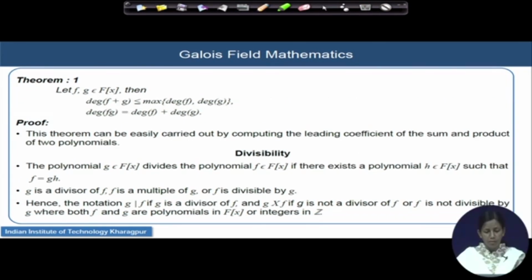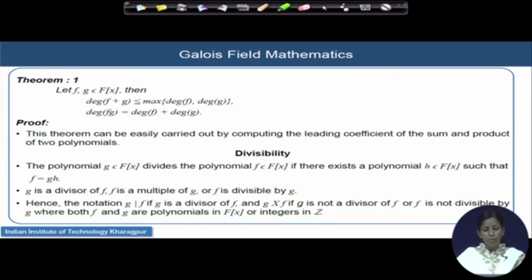The theorem says that if f and g are two polynomials that belong to F[x], then the degree of the sum of the two polynomials will always be less than or equal to the maximum of degree of f and degree of g. The degree of f times g will always be the sum of degree of f plus degree of g, and it can be easily proved from the sum and product of the two polynomials. So, we have not included the proof here.